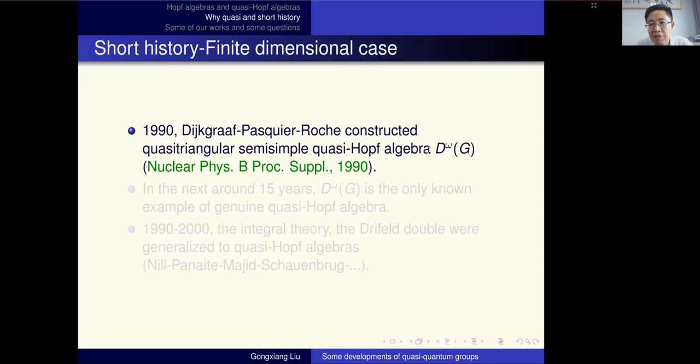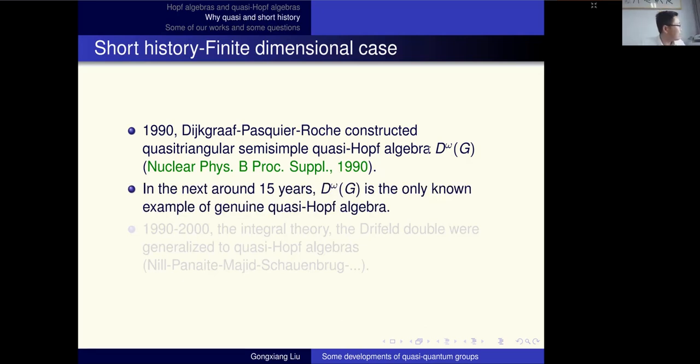Maybe you can ask why they could find this. They studied VOAs, and they found it. The natural question is, are these quasi-Hopf algebras genuine? I would say some of them yes, some no. In the next 15 years, maybe D^ω(G) was the only known example of genuine quasi-Hopf algebras. This is a class of quasi-Hopf algebras, so it provides some genuine quasi-Hopf algebras, but some of them are not.